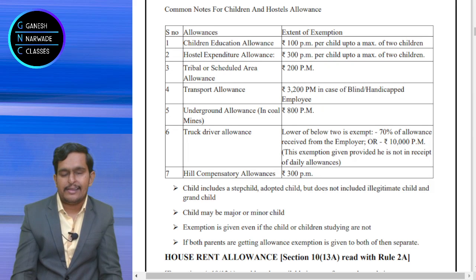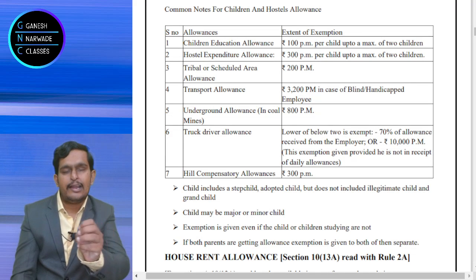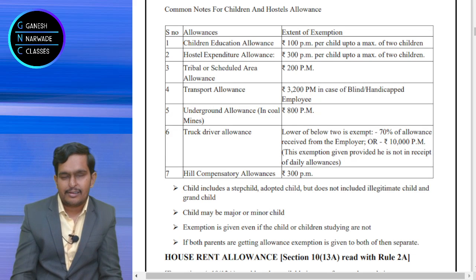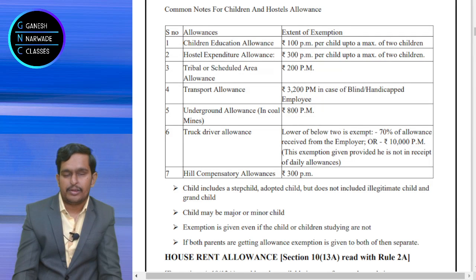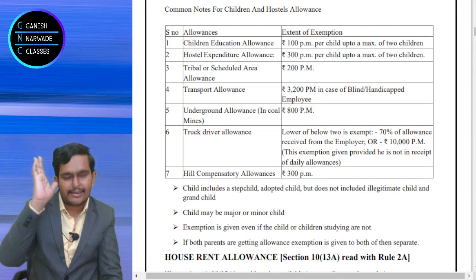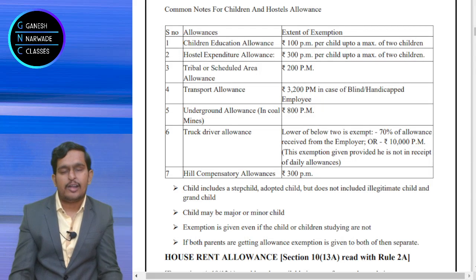Third concept, what I said to you. Third one is tribal area or scheduled area allowance. Here 200 per month is given as exemption. Suppose you went to a tribal area for working for 4 months, then you will get only 800 as exemption. Suppose the employer gave 2000 per month, 2000 into 4 months, 8000. Exemption is only 800, 7200 taxable. Clear to all of you? Yes or no? Super.